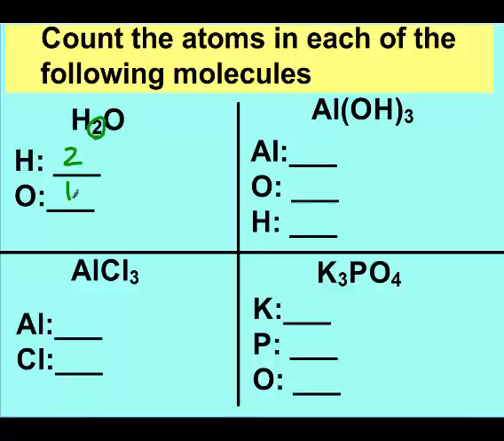When you have parentheses, then that subscript will go to everything in the parentheses. So we have 1 aluminum because the 3 is not attached to aluminum. And then 1 times 3 is 3 oxygen, and 1 times 3 is 3 hydrogens. Go ahead and pause the video and do the next 2 on your own. Restart when you have your answers. So you should have had 1 aluminum and 3 chlorine, and 3 potassium, 1 phosphorus, and 4 oxygen.